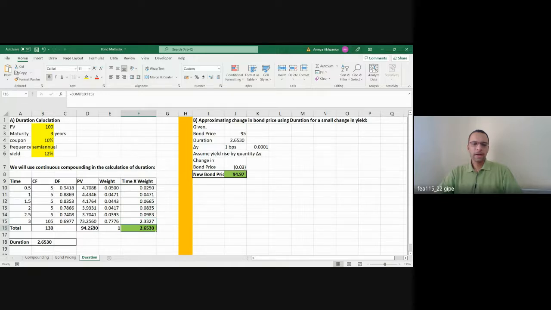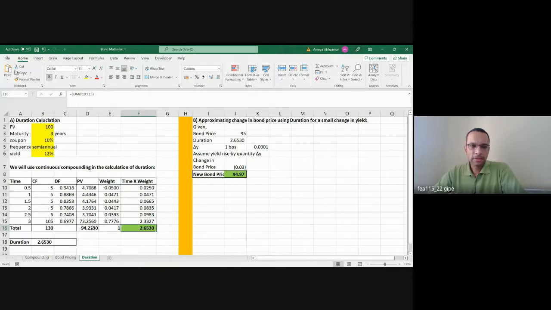And finally, I add up my time weighted things which I calculate. So time into the weight column which I calculate, I simply sum them up, which gives me 2.65. So 2.65 is what I call as the Macaulay duration for this particular bond.